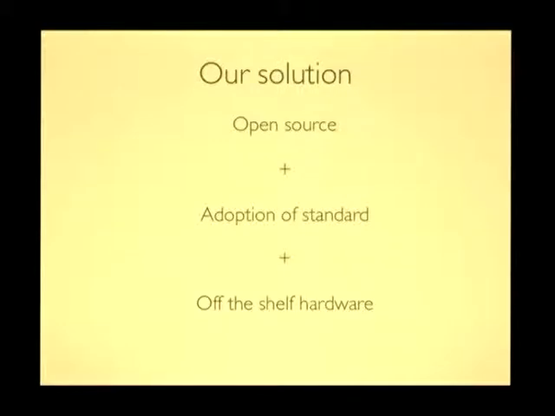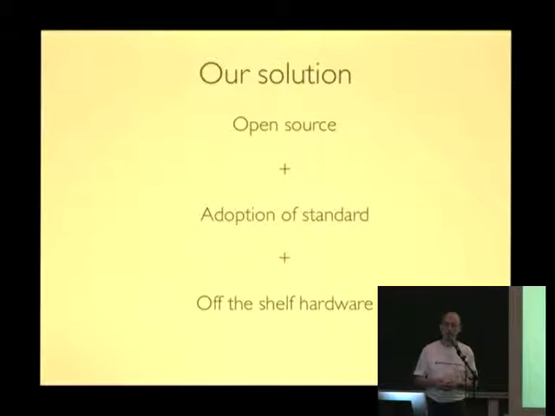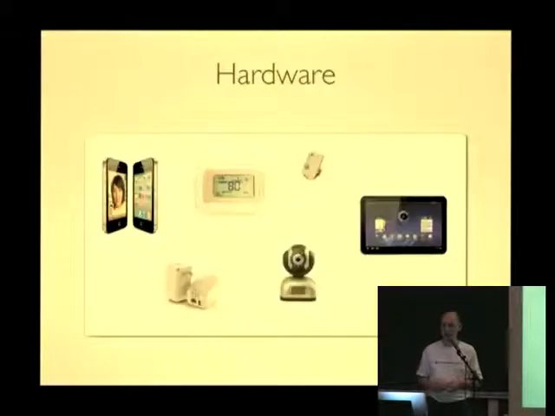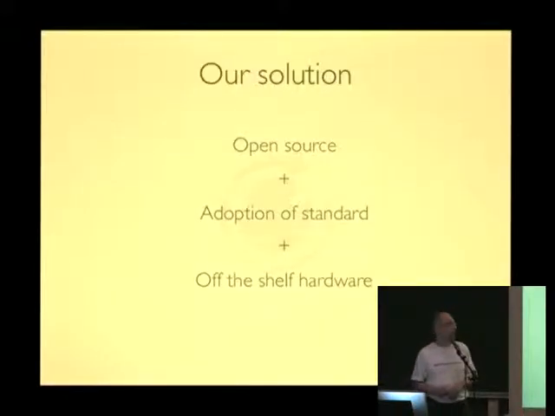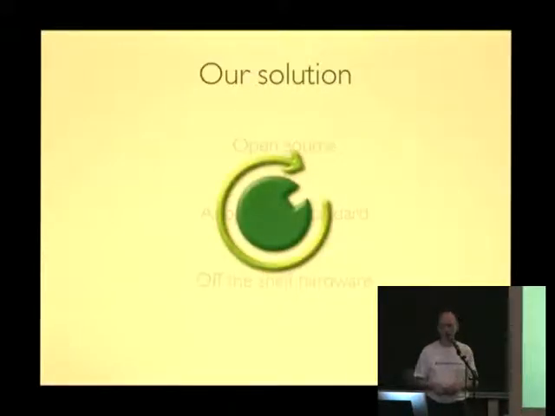Last thing, we want to use off-the-shelf hardware. So we said the cost of software is now going to zero. We want the cost of hardware to go, not to zero, of course, but as low as possible. We're quite lucky because nowadays we have a lot of devices that can be used for home automation and that are not that expensive. So that's basically what we want to cover: open source, an open standard, and off-the-shelf hardware.